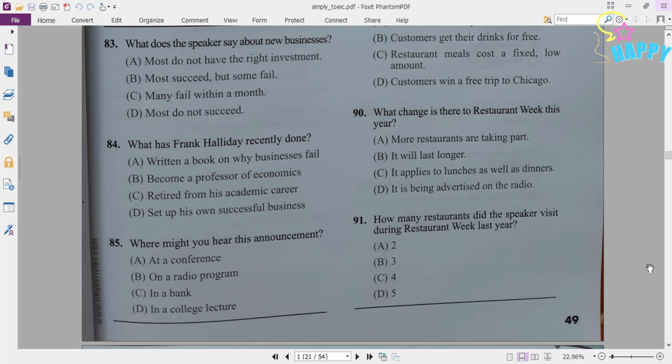Questions 86 through 88 refer to the following report.